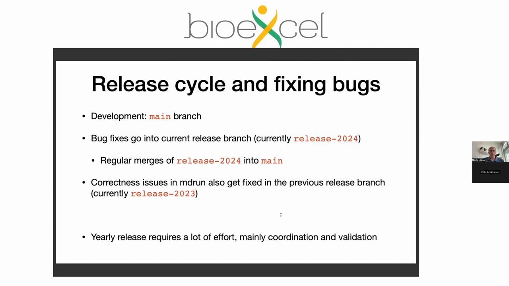Then our strategy for fixing bugs is that bug fixes go into the current release branch, which at this moment is release 2024. These fixes come into the main branch by regular merges of the release branch into the main branch. That way it's only fixed in one branch and then merged, which usually doesn't cause too many issues. You can have conflicts because something changed around the same lines in the main code, but it doesn't happen too often.